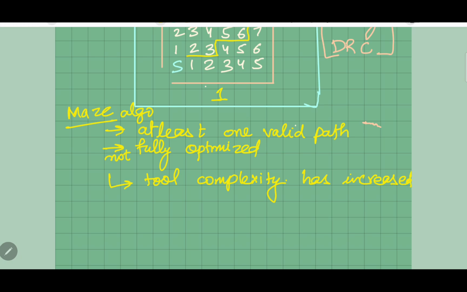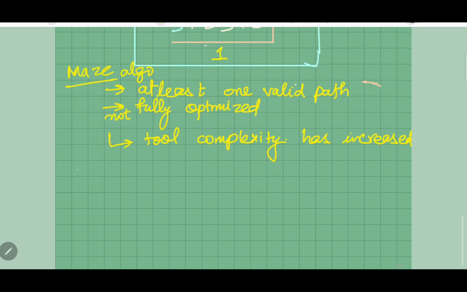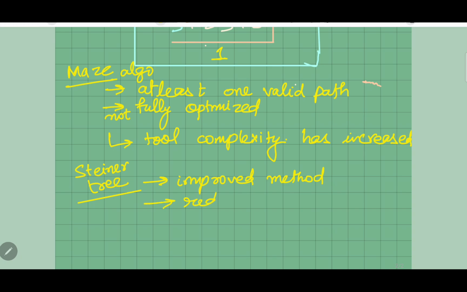more complex algorithms. So there is one more algorithm called the Steiner tree algorithm. The Steiner tree algorithm is an improved method. Nowadays everything with time has improved, so it is an improved method of routing with which we are trying to reduce the wire length. So the Steiner tree algorithm helps in reduced wire length, which is actually costly, and that is the advantage with the Steiner tree algorithm. So we will try to understand how the Steiner tree algorithm helps.